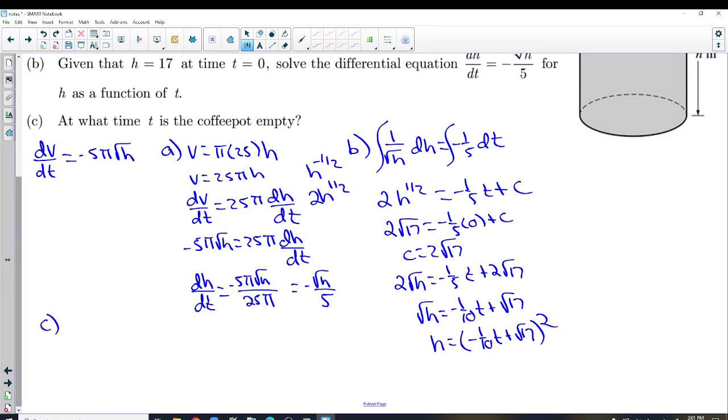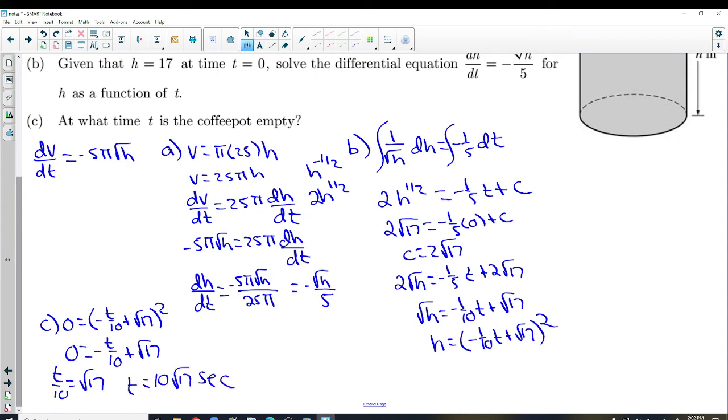So for C, we're going to set the height equal to 0. So negative t over 10 plus square root of 17, squared. Well, squaring doesn't really affect zeros. So you could square root both sides, I guess, but really we need the inside to be 0 because 0 squared is 0. So t over 10 equals square root of 17. t equals 10 square root of 17. I think it's seconds.